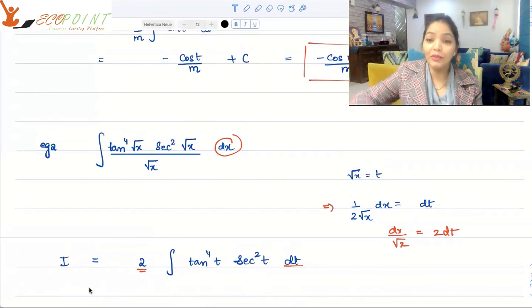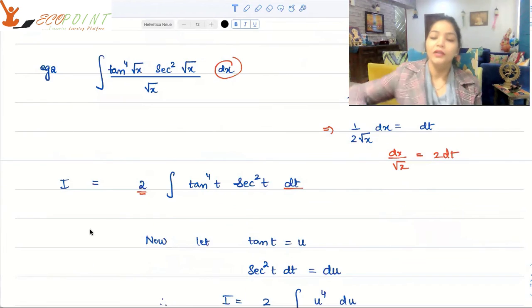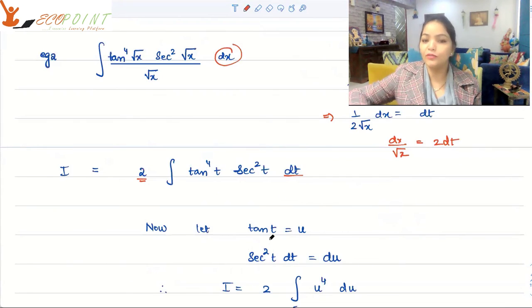Now there will be another substitution, because in order to solve tan to the power 4t secant square t, you will have to make another substitution to make it simpler. I'm sure you remember from differentiation that tan and secant square are related: the derivative of tan is secant square, so the integral of secant square will be tan. So we can substitute tan t equals some u.